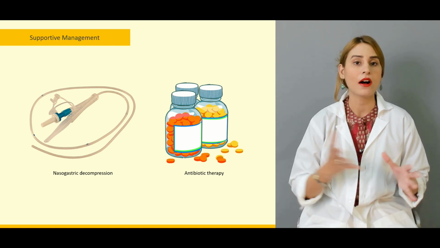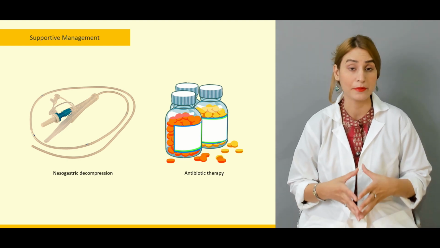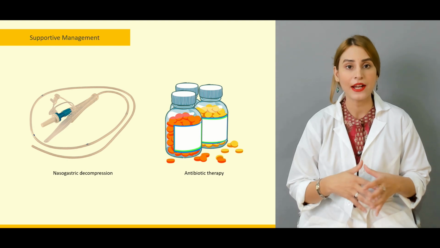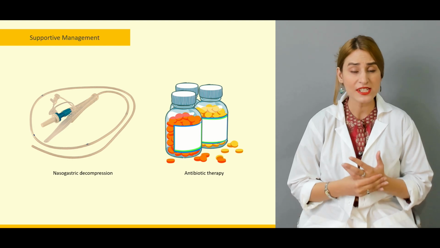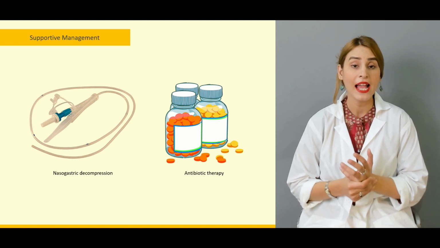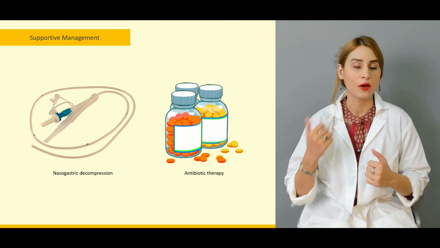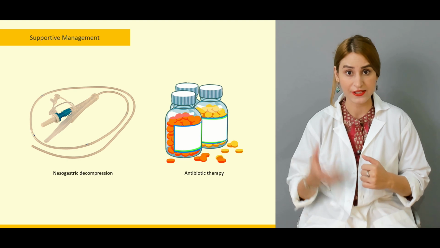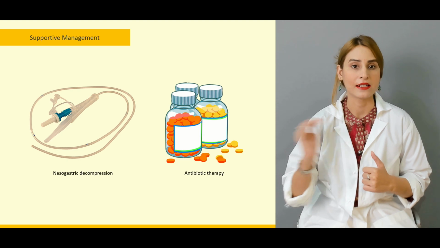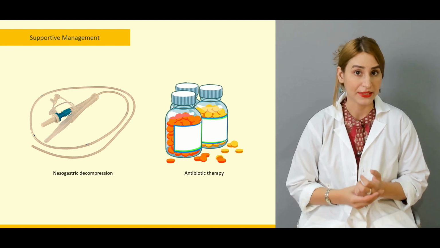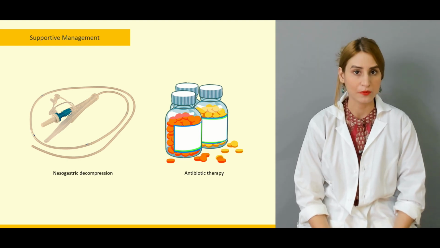So in case of small bowel obstruction, I told you in my previous lecture that the vomiting will be more pronounced. So for that you have to pass the nasogastric tube, which is basically nasogastric decompression. Whenever the NG tube is passed into the stomach, whatever contents and secretions are present in the stomach are aspirated, and because of that there will be a decompression effect, and some of the patient's symptoms will be relieved.